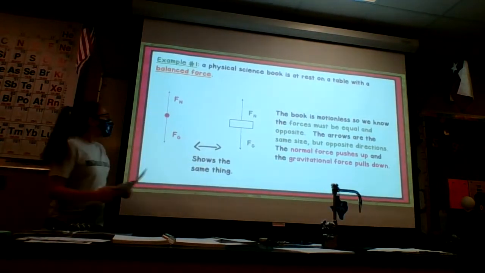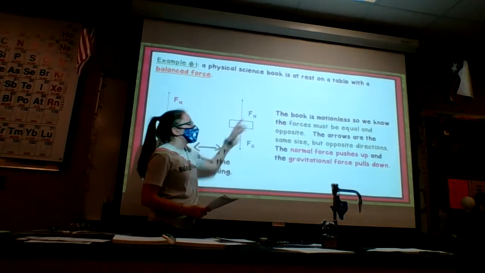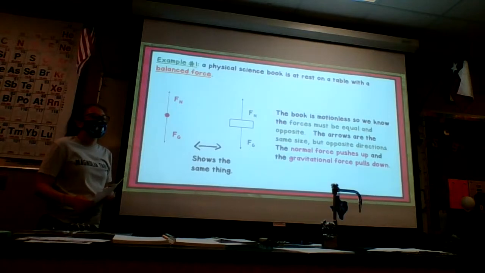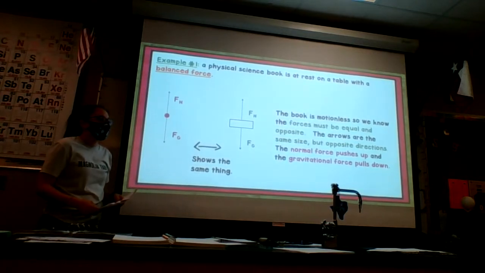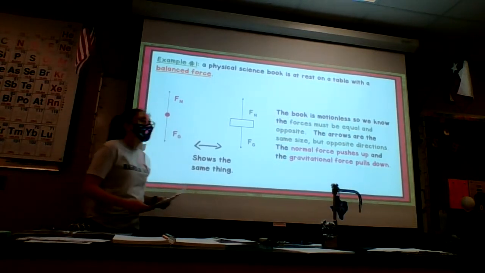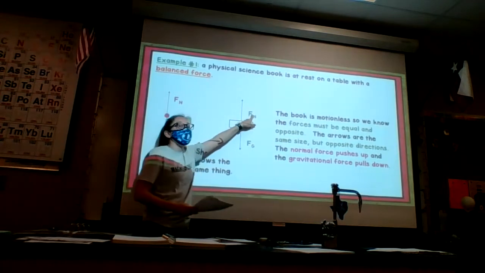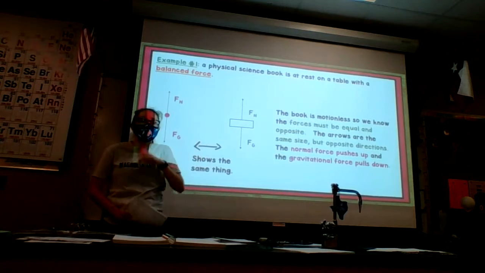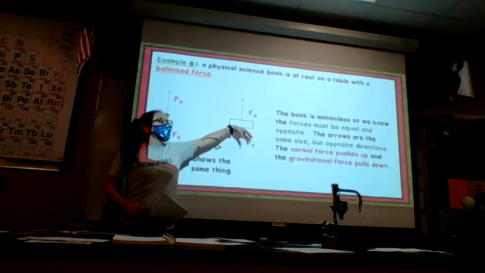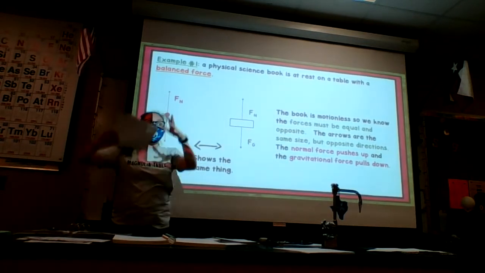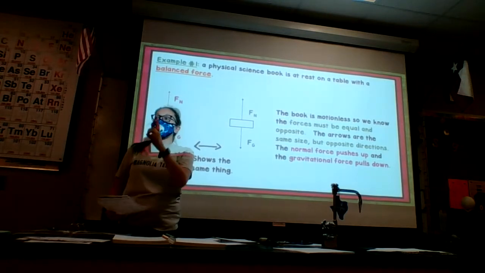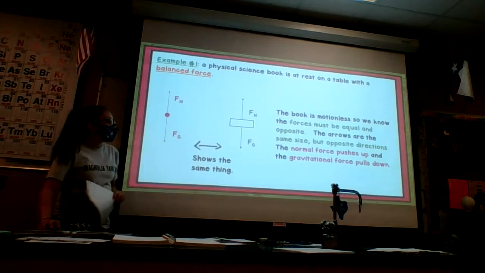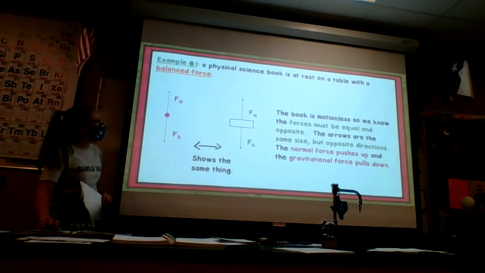Okay, does anybody remember what force is Fn? Normal. Okay. So this is the normal force pushing up. So that would be like the table pushing up on the book. And this is Fg, gravitational force, where that book wants to fall, but that table is pushing back up with normal force. So it's balanced. Okay? That is a balanced free body diagram.